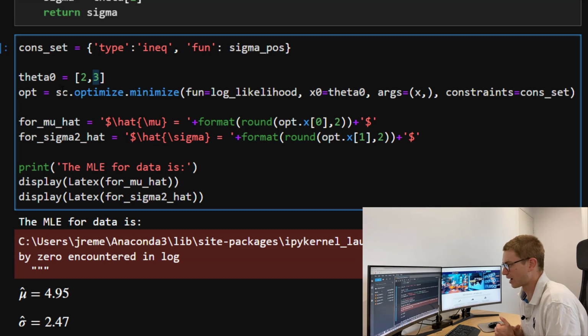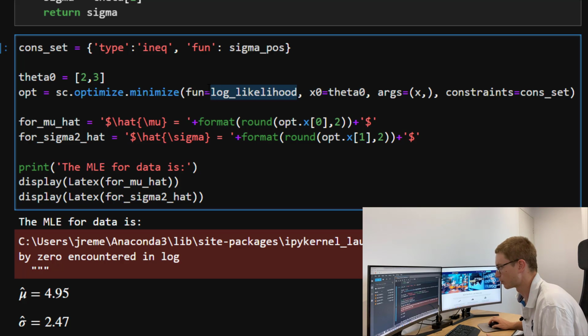Now I'm actually going to define SciPy optimize minimize. I define my log likelihood function, then I just define the initial parameters. My arguments, which are passed through to the log likelihood function, is x, and then the constraints is the constraint set, just my one dictionary here.